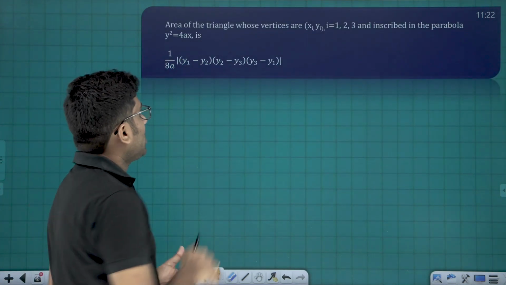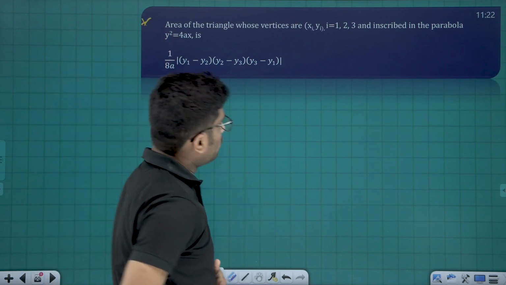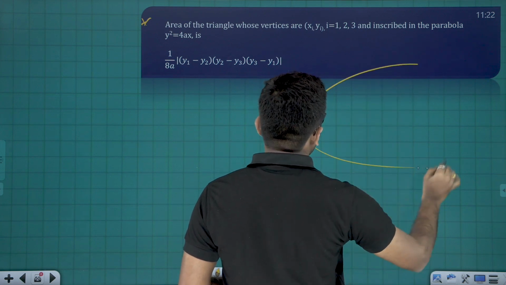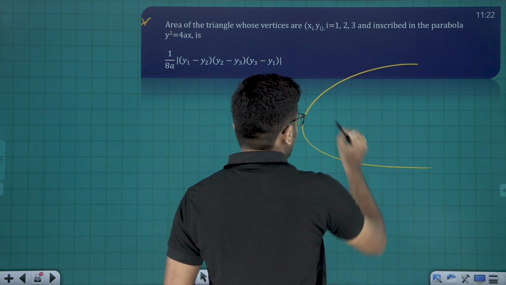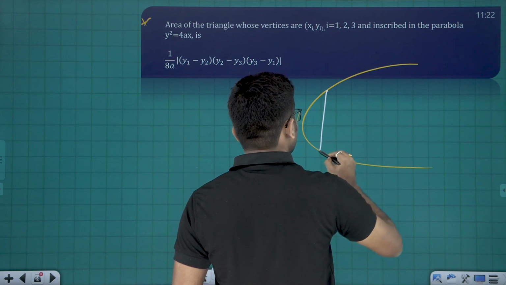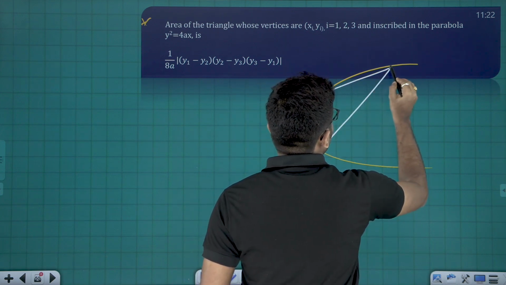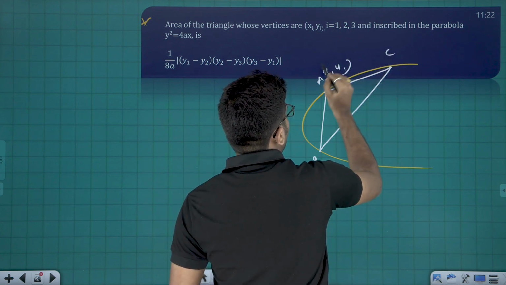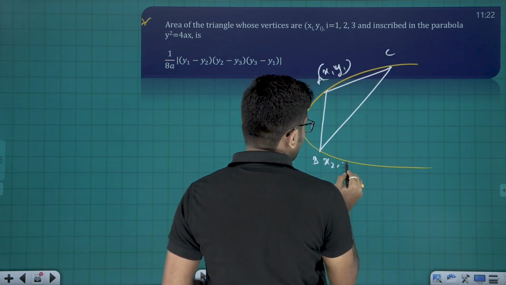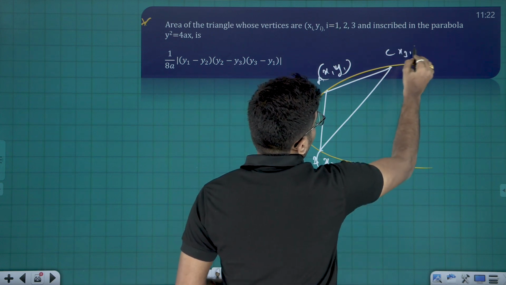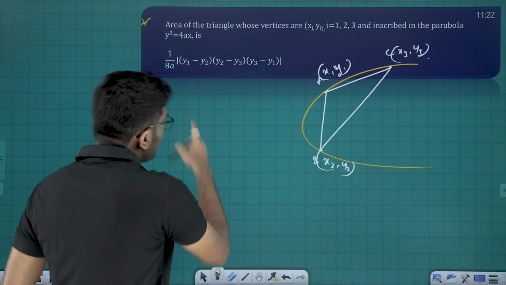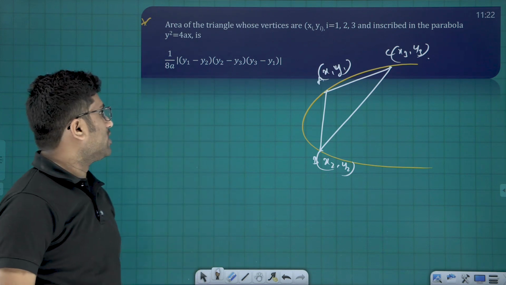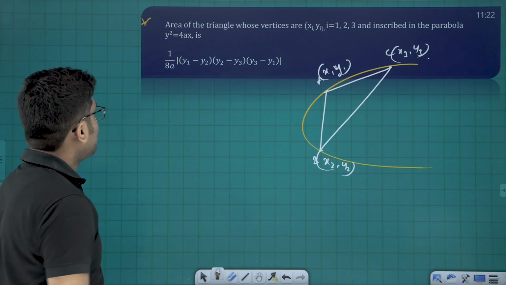Next, area of the triangle whose vertices are (x1, y1), (x2, y2), (x3, y3) and inscribed in the parabola y square equals 4ax. See friends, if there is a triangle inscribed in the parabola, let's say A(x1, y1), B(x2, y2) and C(x3, y3) are the 3 vertices of the triangle, then the area of this particular triangle is 1 by 8a times mod of (y1 minus y2)(y2 minus y3)(y3 minus y1).